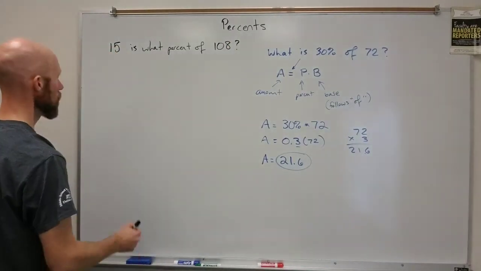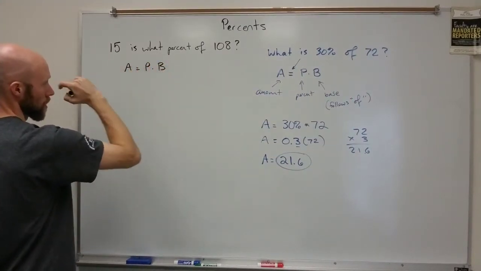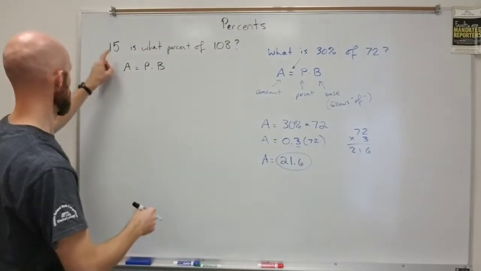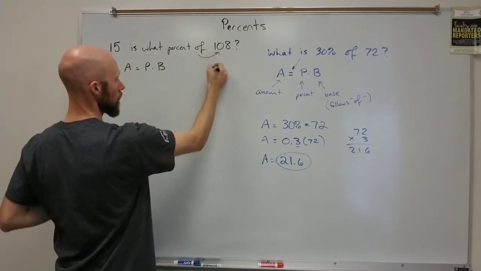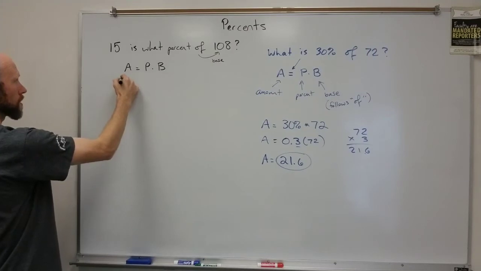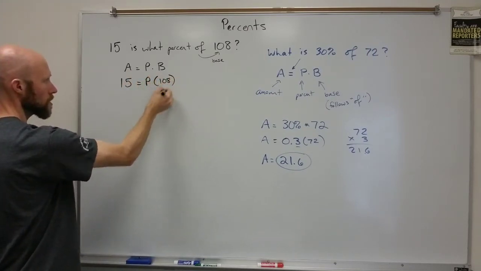And so again, amount equals percent times base. The percent is what's unknown. That's where our question word comes in. The 15 is the amount. The base, again, immediately follows the word of. Okay, so we get 15 is equal to the percent times 108.